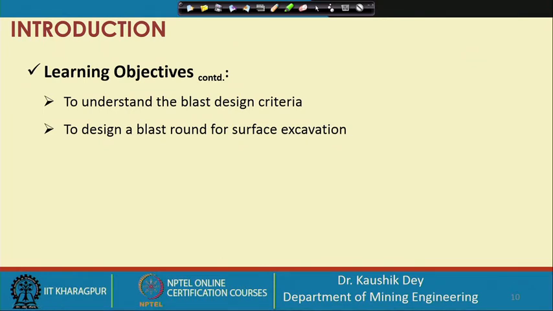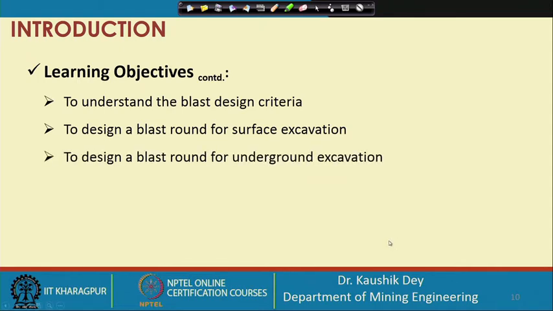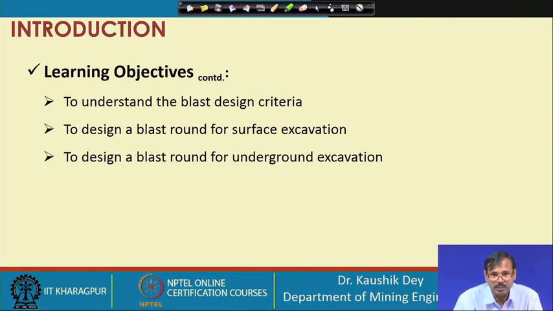The next point is to design a blast round. Considering the criteria, one person has to design the blast round. First it is for surface excavation, and the second one is underground excavation. Whatever the excavation, whether on the surface or underground, the laid down targets are there: desired fragment size distribution, controlled breaking, desired throw. Constraints are there: fume characteristics, vibration constraints, throw of the rock, fly rocks, etc. One has to address those constraints and those targets, and considering that, he has to design the blast.